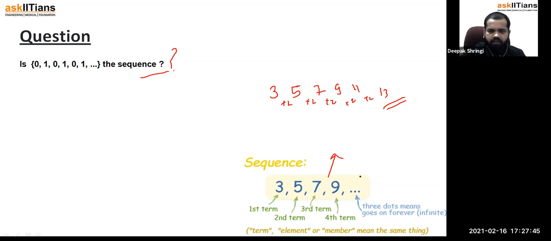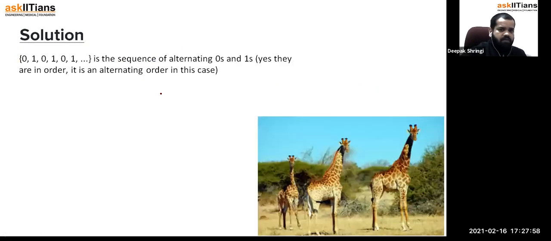So the question is whether 0, 1, 0, 1, 0, 1 is a sequence or not. I think it is a sequence. Why? Because it follows some pattern, 0, 1, 0, 1, 0, 1. It is in an order. Yes, it is a sequence of alternating zeros and ones. They are in order, the alternating order in this case. So it is a sequence.